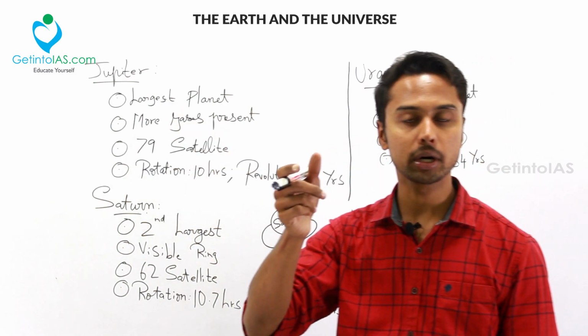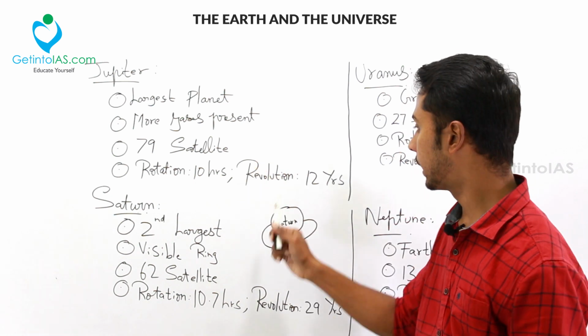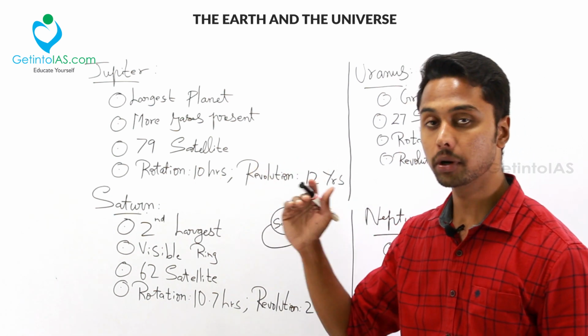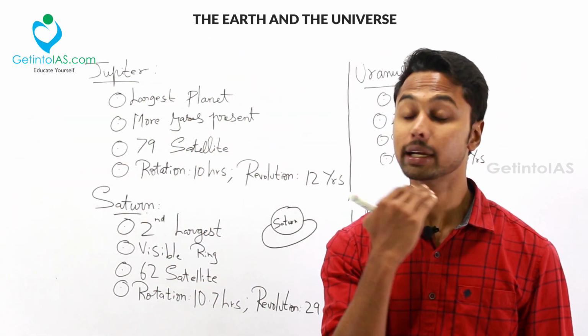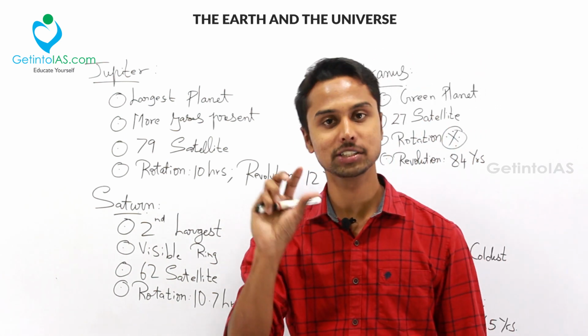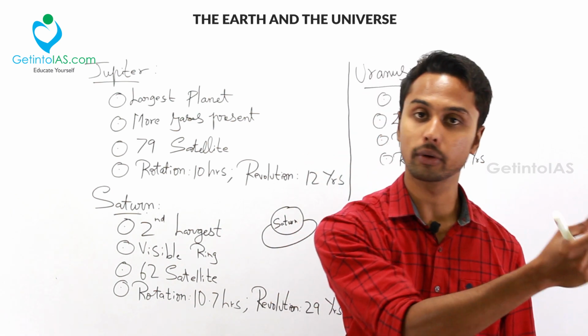These MCQs are very important. Please note it down. Rotation takes 10 hours to rotate on its own axis, and revolution takes 12 years to revolve around the sun. Why that much time? Because it is farther from the sun. When a planet is close to the sun, it can revolve very easily. Please don't mix up rotation and revolution. Rotation is on its own axis. Revolution is in a particular track known as the orbit.